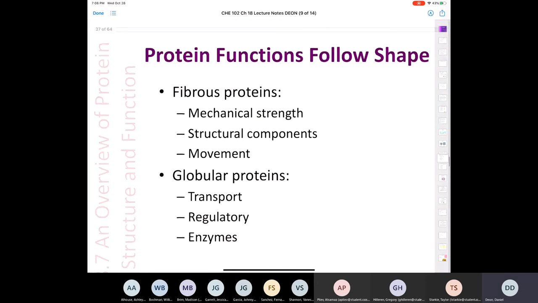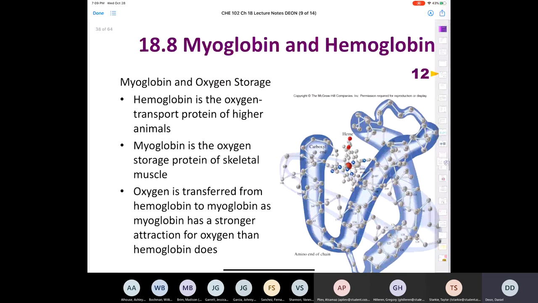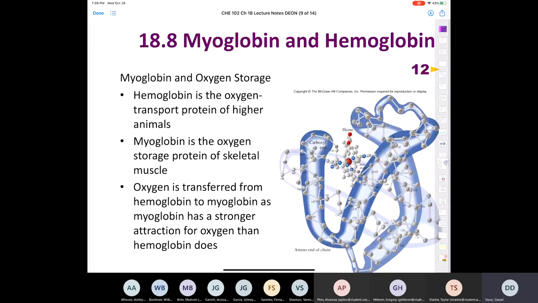So protein functions, we have fibrous proteins that provide mechanical strength in our muscles and structural components in our body, globular proteins that are involved in transport and enzymes, and we're going to do a whole chapter on enzymes later on. I want to talk about two interesting proteins for a minute here, myoglobin and hemoglobin. I'm sure that most of you have heard of hemoglobin if you studied biology, but maybe you haven't heard of myoglobin.